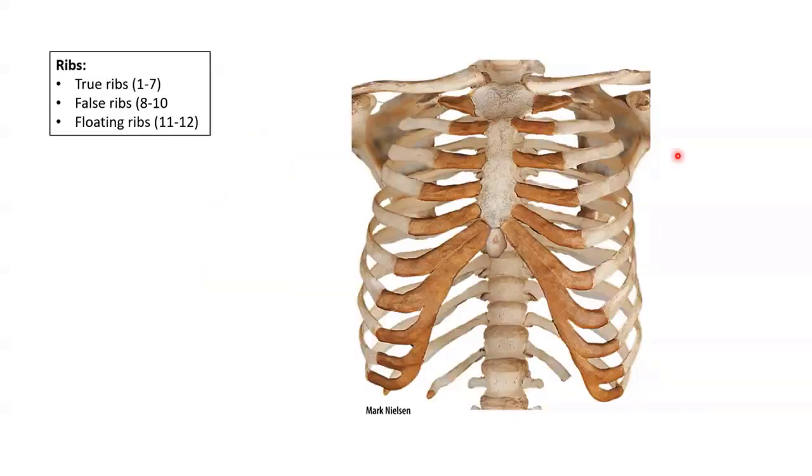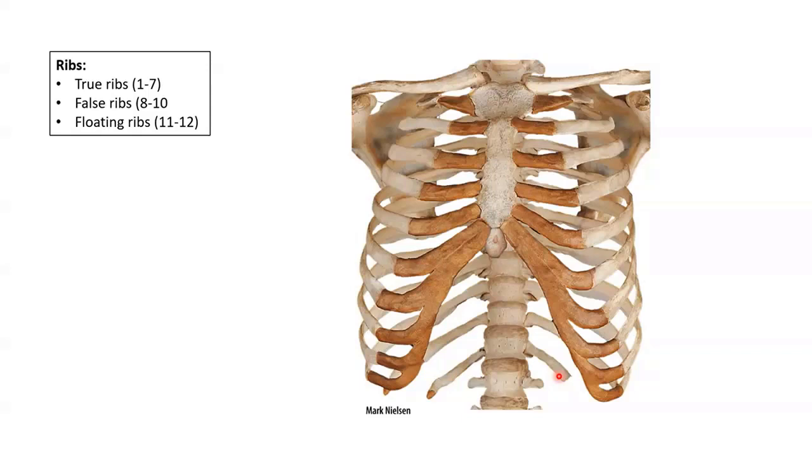12 pairs of ribs, numbered 1 to 12 from superior to inferior, make up the lateral walls of our thoracic cavity, or our chest. The ribs increase in length from the first down to the 7th rib, and then decrease in length from our 7th rib to our 12th rib. Each rib articulates posteriorly with our thoracic vertebra. Ribs 1 to 7 connect directly to the sternum anteriorly via a strip of hyaline cartilage called costal cartilage.